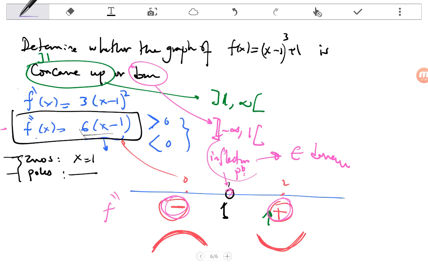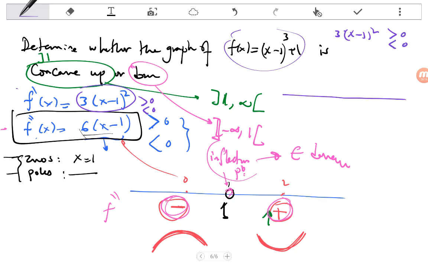So how to know if this function is increasing or decreasing? I just study this first derivative. I need to know when it is greater than 0 and when it is less than 0. And this is an inequality. So I have this inequality, with x squared. I need to know when it is greater than 0 and when it is less than 0.